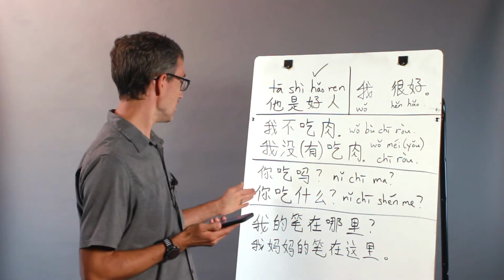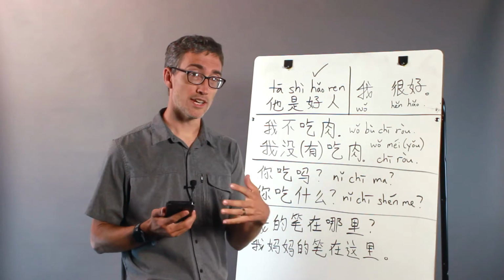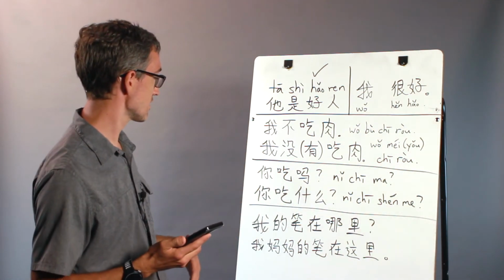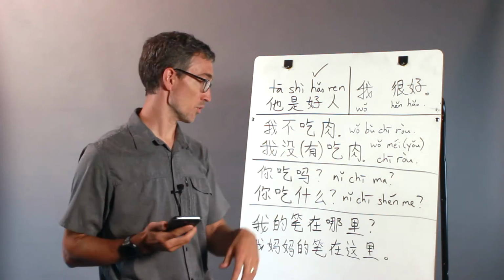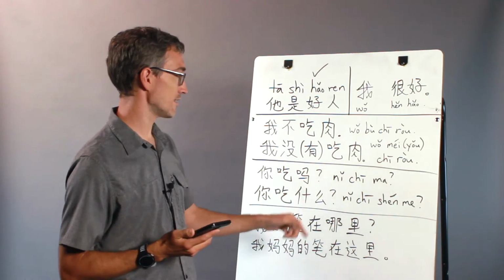Okay. 你吃什么? So, when you have a question word, like who, what, where, when, why, that kind of thing, that question word goes right where the answer would go. You don't change the word order at all. So 你吃什么 means you eat what?